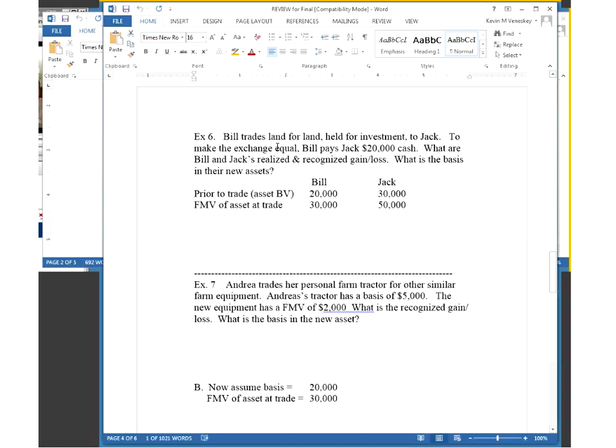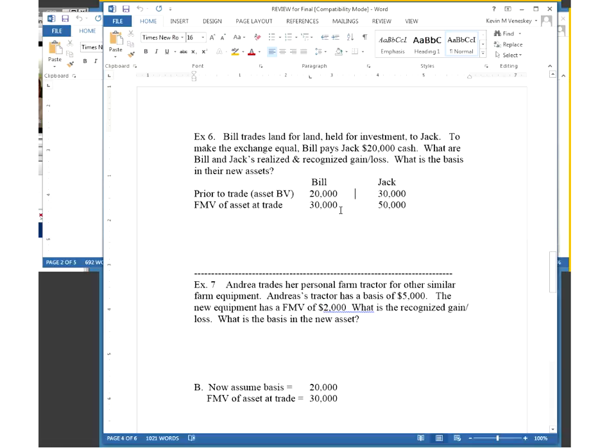Okay, we have a like-kind exchange here, land for land. So that's going to be important to make this exchange equal. Bill pays Jack 20,000, and he needed to because the fair market values were different. One piece of land was worth more than the other. So to make an equal exchange, some boot had to be involved, and remember that term, boot. So what are the realized and recognized gain or losses and the basis of the new property?